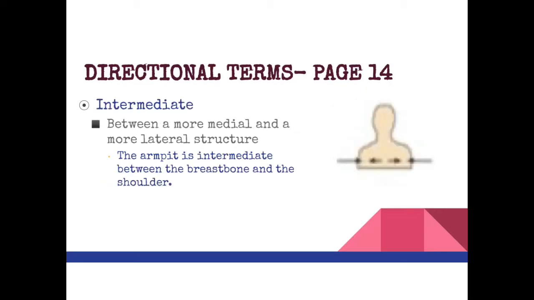Intermediate is a directional term that doesn't have a pair. So the term intermediate just means between a more medial and a more lateral structure. So in between a structure that's medial and a structure that's lateral. So the armpit is intermediate between the breastbone and the shoulder because it's in between. So think of intermediate as being in between.